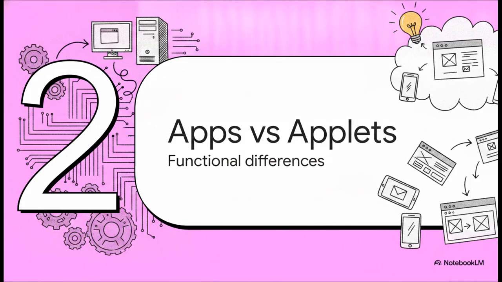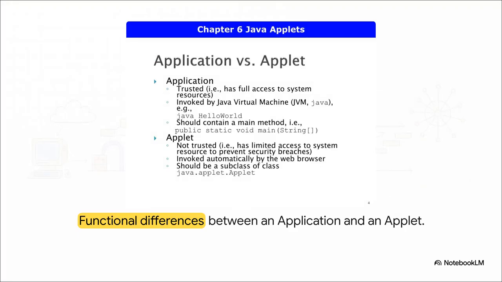Moving right along to Section 2, Applications versus Applets. To really grasp how unique applets were, we've got to compare them to what developers were already used to building. The core tension between a standalone Java application and a Java applet really comes down to trust and execution. Applications are trusted. You, the user, manually invoke them via the JVM. Applets, though, they're inherently untrusted, and the browser invokes them automatically, just because you stumbled onto a web page.